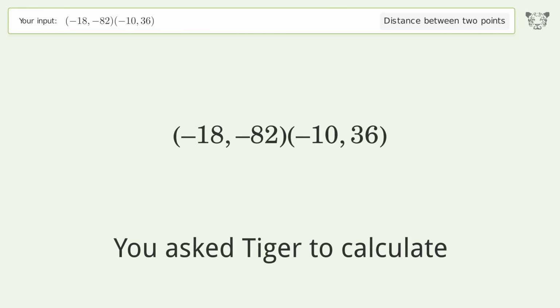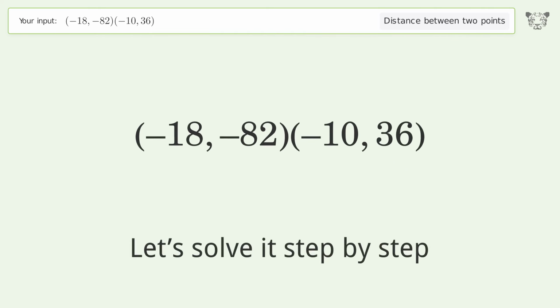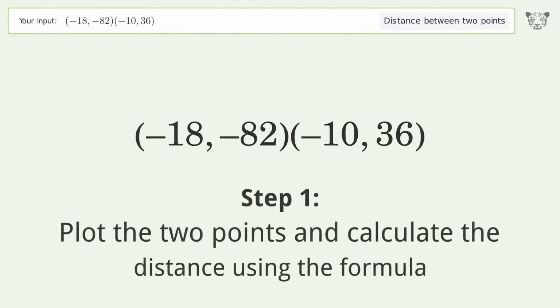You ask Tiger to calculate. This deals with the distance between 2 points. The distance between the 2 points is the square root of 13,988, or 118.271. Let's solve it step by step. Plot the 2 points and calculate the distance using the formula.